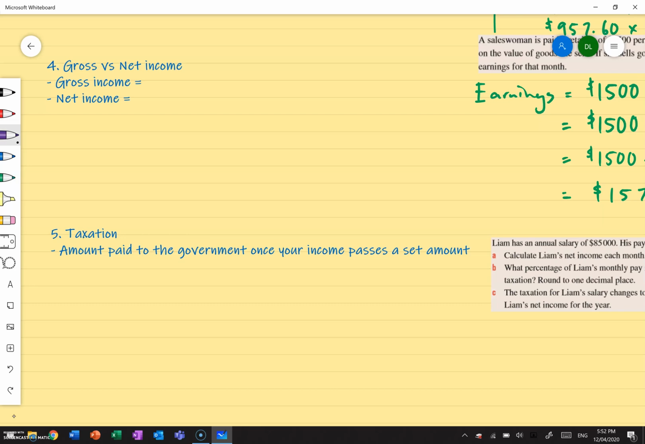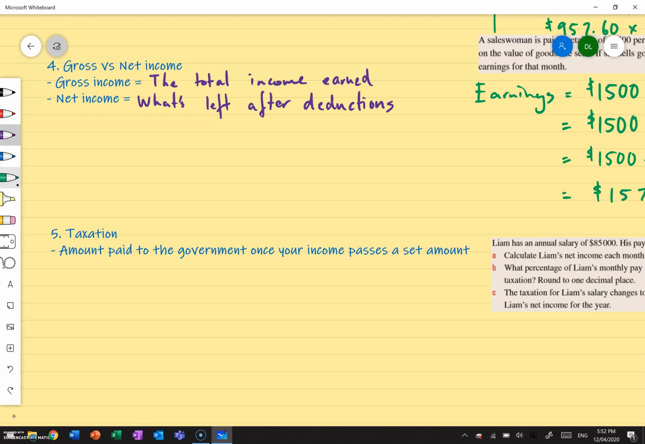So our gross income is the total income earned. So that's, for example, all the jobs you work or whatever it is, total income earned. That's our gross income. Our net income is what's left after deductions. So it's a very key difference here. It's important to understand that gross income is what happens before deductions. It's how much money you earn, and afterwards is your net income, after deductions.